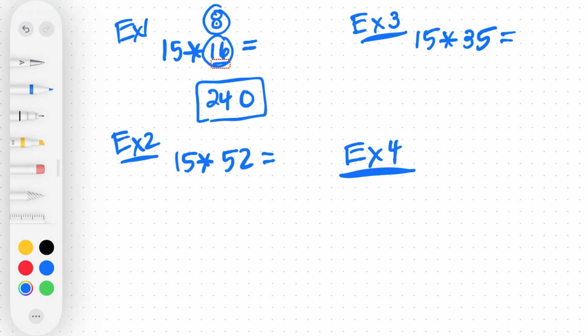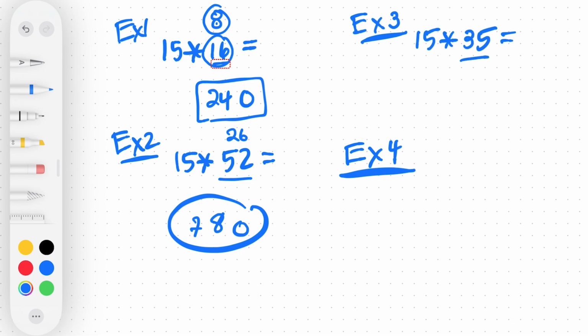Okay, in this example, again, it's even, so we're going to write down a 0. And then we're going to cut 52 in half, which is 26. Remember, you're going to carry this in your head. So 6 plus 2 is 8. And then 2 plus 5 is 7. So 780.